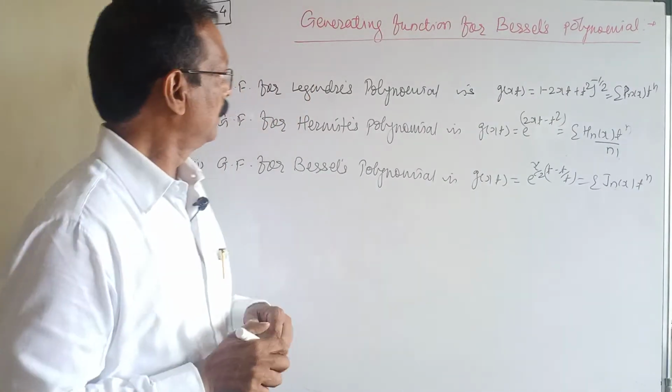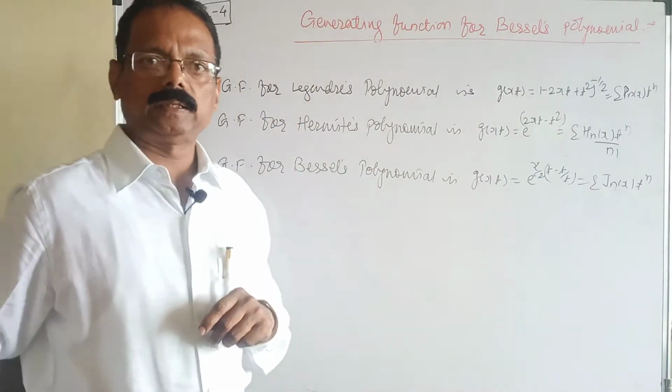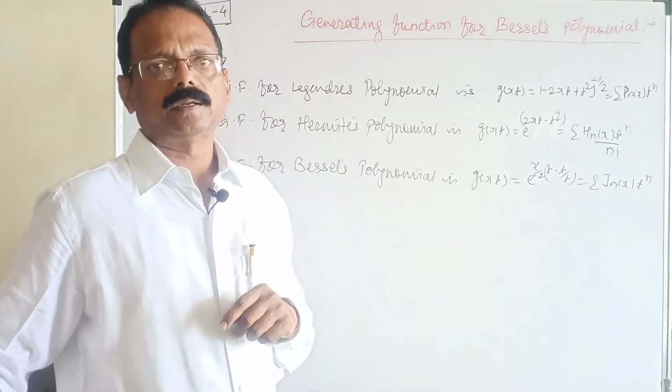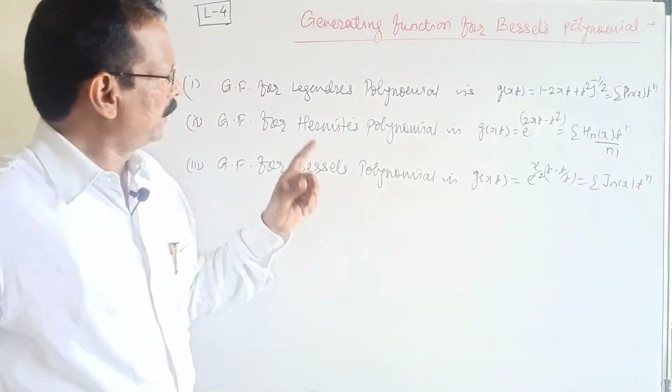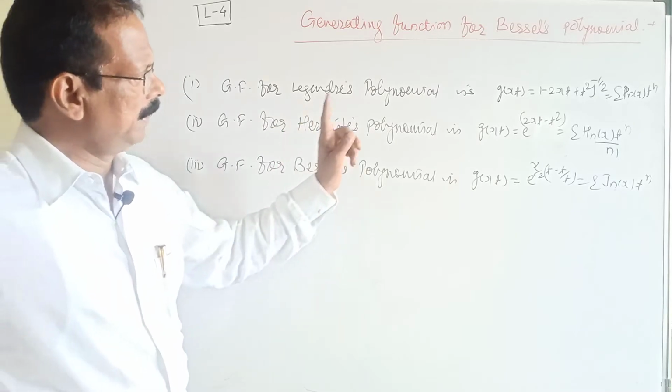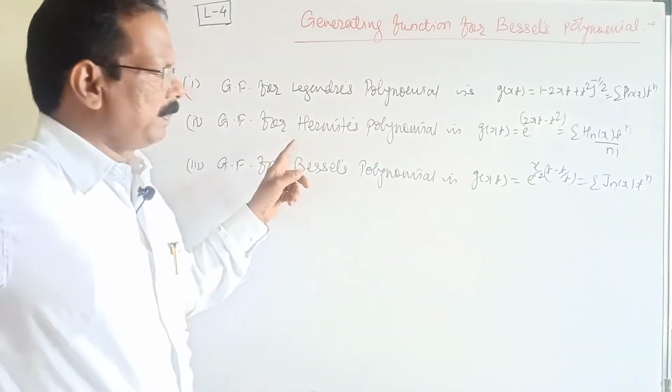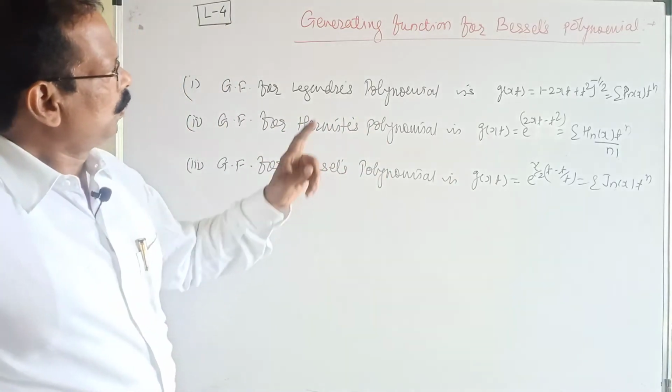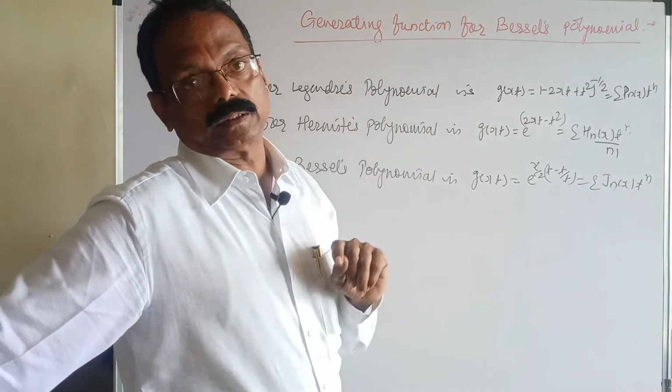Good morning, everybody. This is lecture number 4 for mathematical methods in physics, chapter generating function. Last time we saw the generating function for Legendre's polynomial and the generating function for Hermite's polynomial. Today we have to see the generating function for Bessel's polynomial.